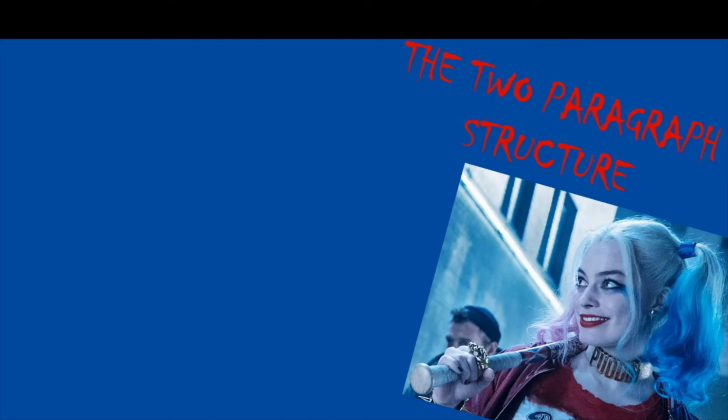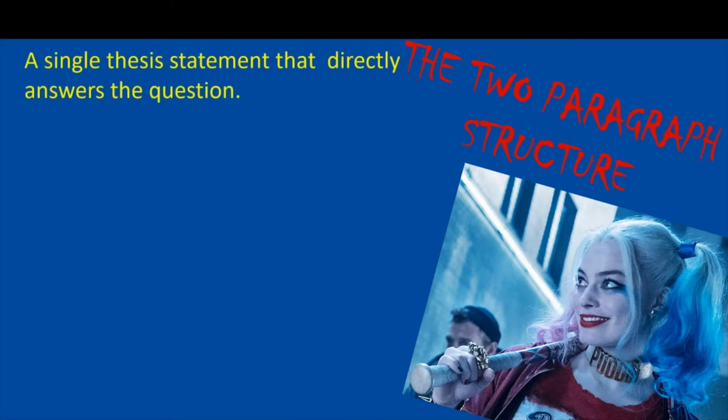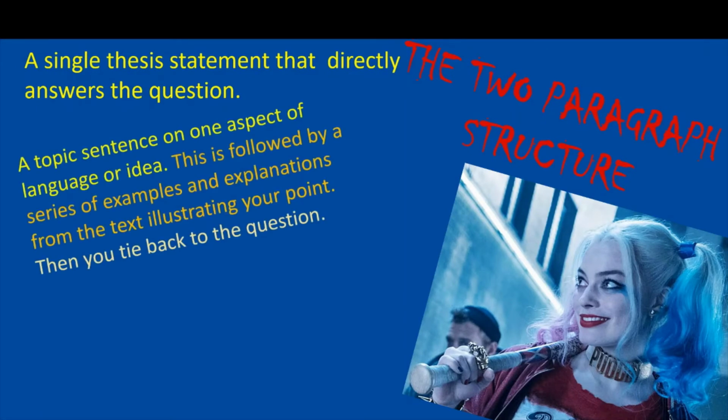Now there's a two paragraph structure we're going to look at today. It's pretty similar. You start with a single thesis statement that directly answers the question. Then you go to a paragraph that's a topic sentence on one aspect of language or idea, which then has a series of examples and explanations from the text illustrating your point, and you tie back to the question.